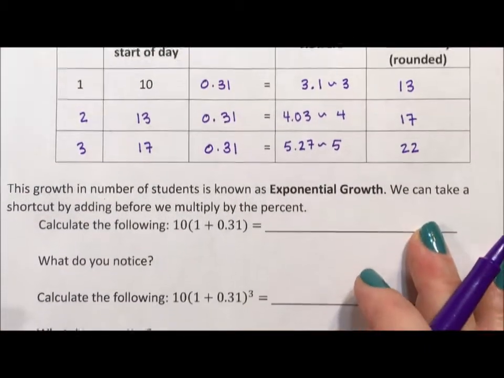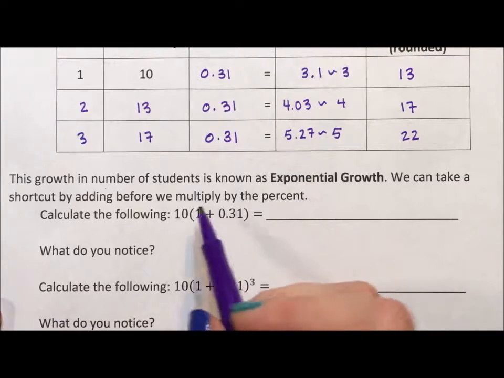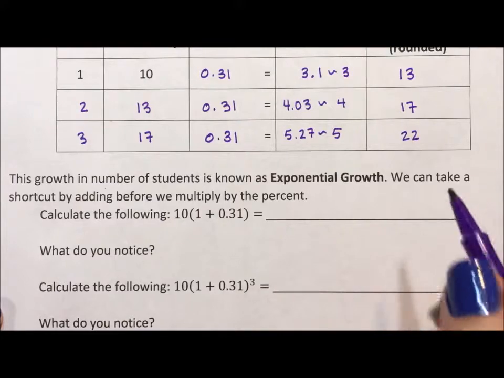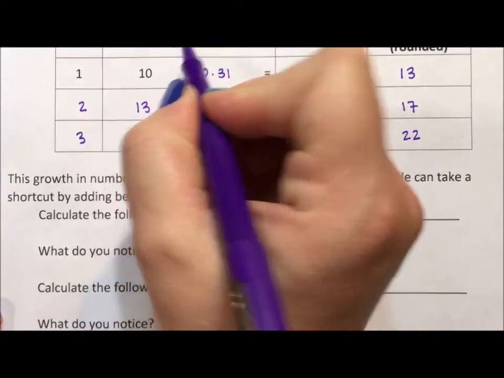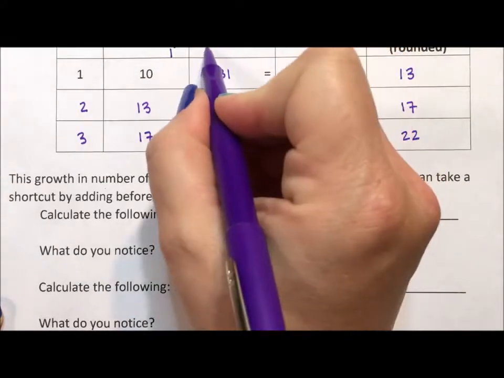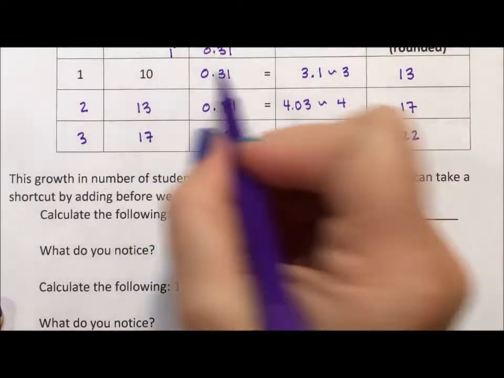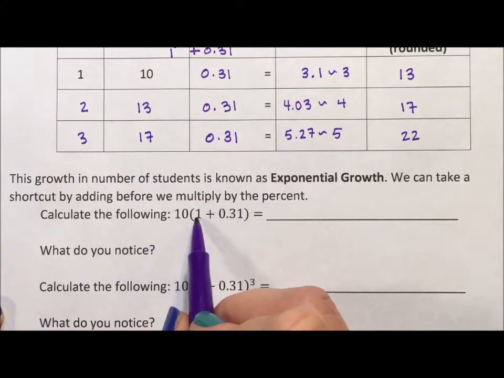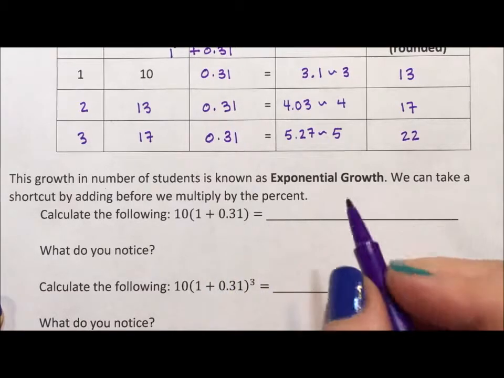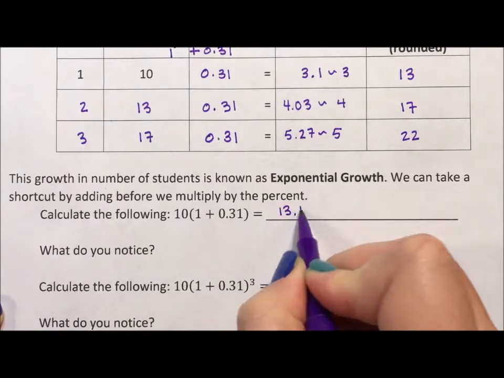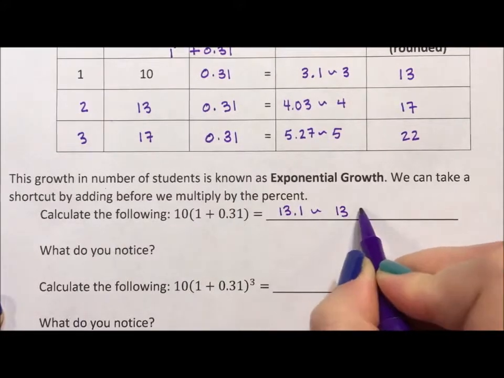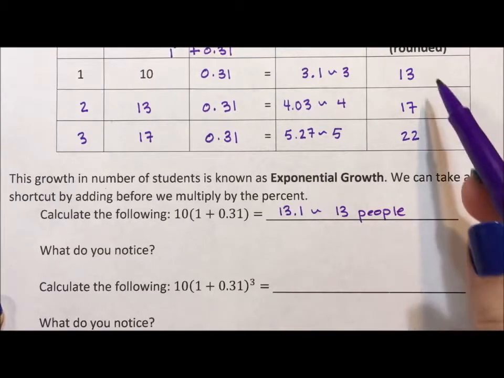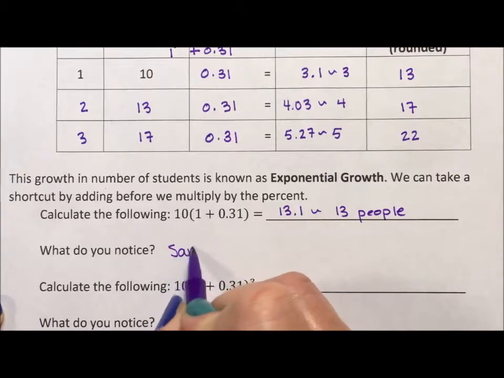So let's look at these numbers and play around a little bit. Because the growth is exponential, we can take a shortcut by adding 1 before. If this is 100% and this is 0.31, 31%, and we're adding these two numbers together, we can do the same by just saying 10 times 1 plus 0.31. When we do that, we get 13.1, which rounds to 13 people. Notice it's the same number. What do we notice? Same as row 1.